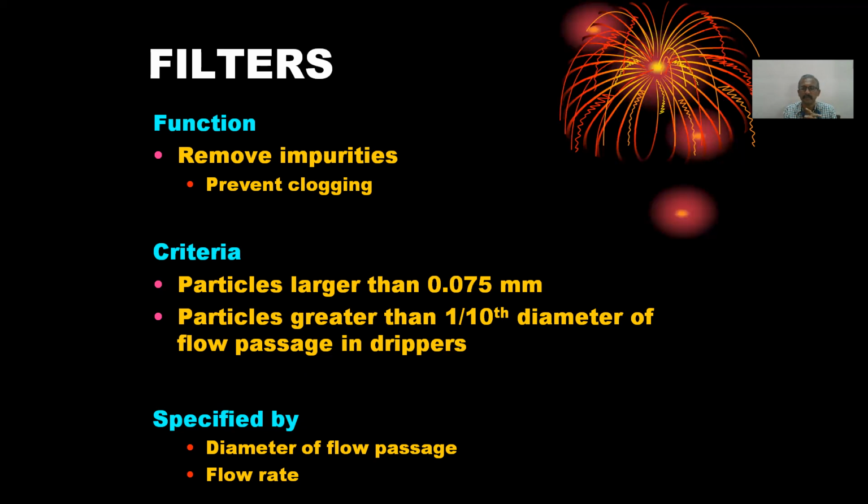Filters are specified by the size of the opening, in terms of microns, and also by the discharge rate they can handle. So these are the two things: the diameter of the flow passage inside the filters and the flow rate it can handle. These are the two specifications based on which one should make a purchase with regard to the filters.